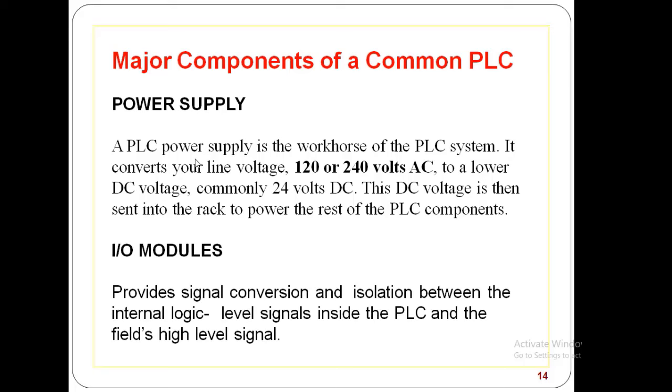Input-output modules are those modules which are connected at the input side of the PLC to extend its inputs, and also output modules are connected at the output side of the PLC to extend its outputs. If a PLC has 8 inputs, then by connecting a module with its input side, its inputs become 16. If a PLC has 8 outputs, then after connecting an 8 output module, its outputs go to 16.